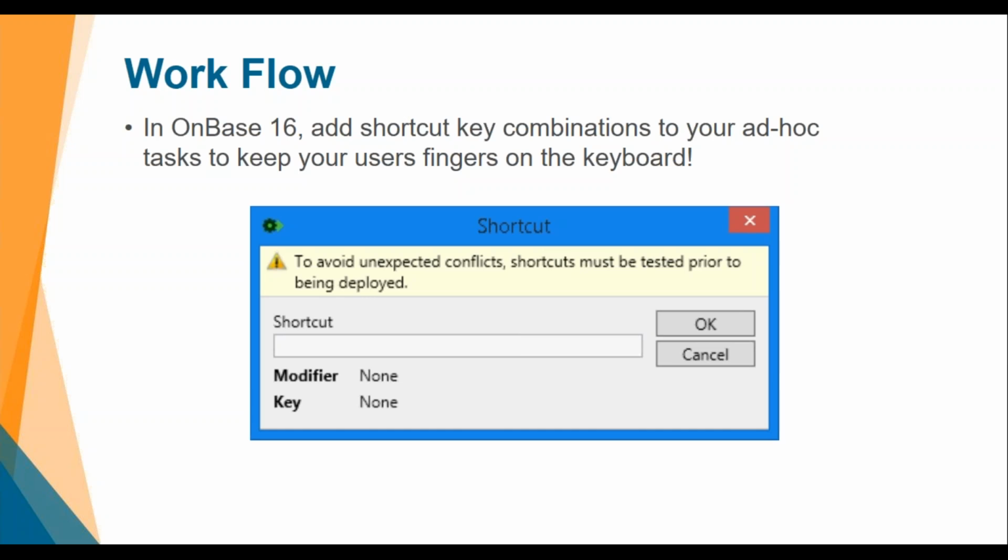New with 16, you can create keystroke shortcuts that you can use within ad hoc tasks, so you can use a keystroke instead of double clicking. A special note though is you cannot use Shift with anything by itself. So you can't do something like Shift-A. You would need to add Control or Alt with that Shift in order for it to work.